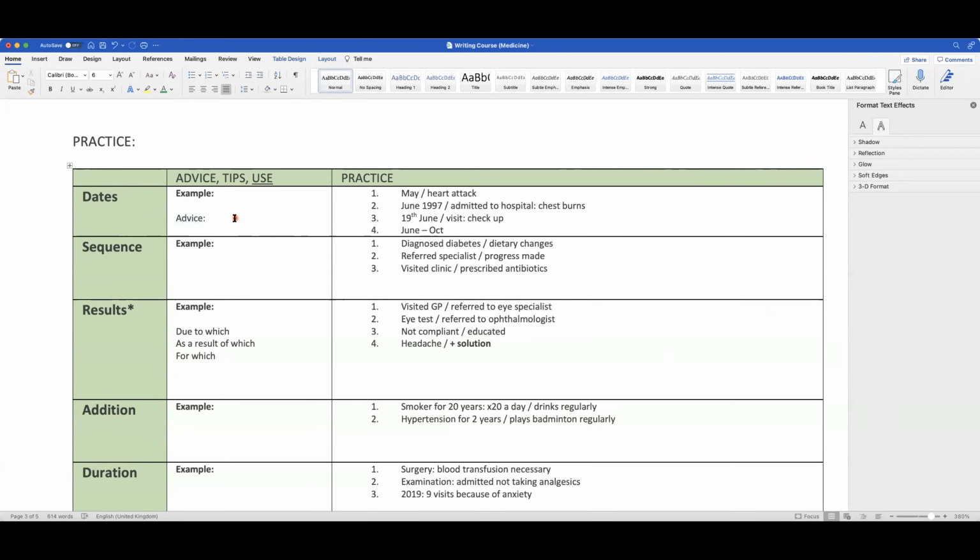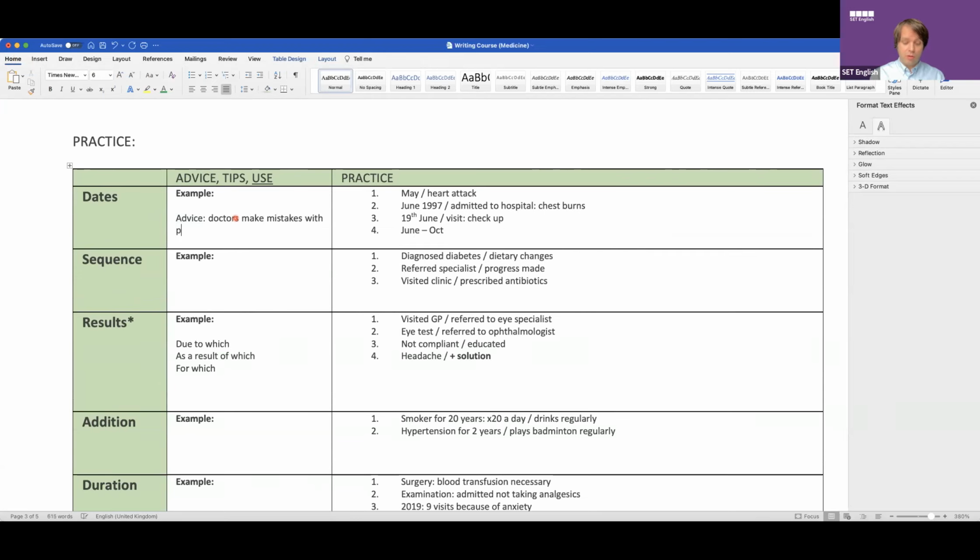It's easy, isn't it? June, July. You all know that. With the preposition, maybe. Prepositions. Okay, so doctors and nurses make mistakes with prepositions. Let's talk about May, heart attack. What preposition? In May. So I could say in May, Mr. Jones had a heart attack.